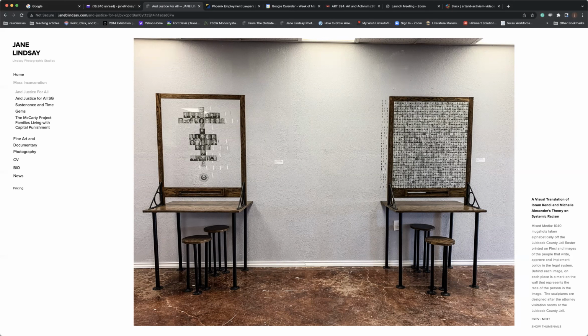So when you look at these pieces, these are 1,000 mugshots I took off the Lubbock County Jail roster, and behind them are the color or race of each person.